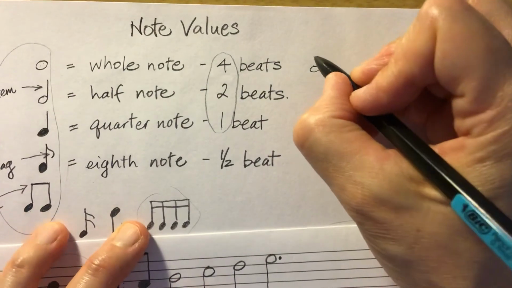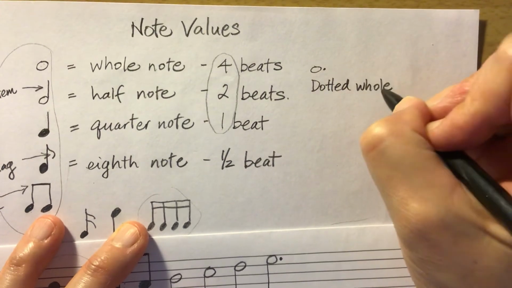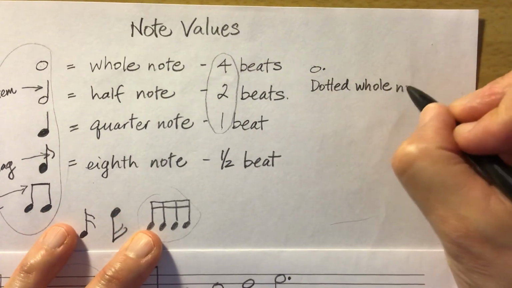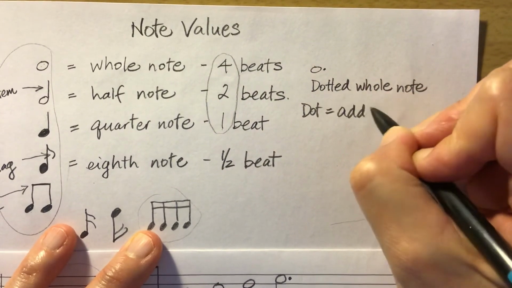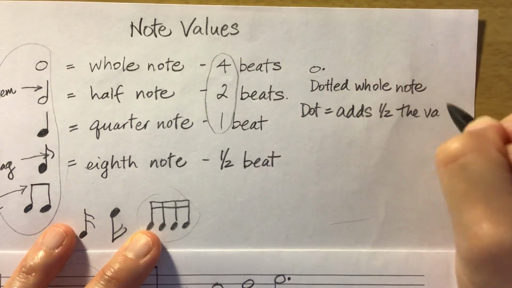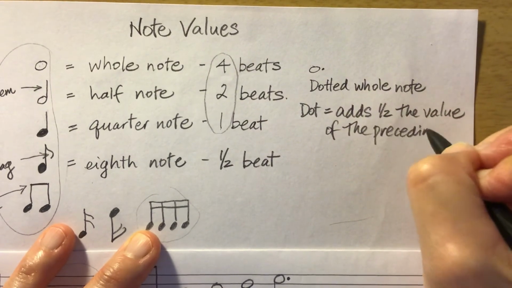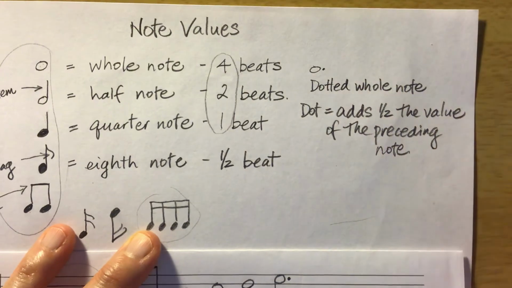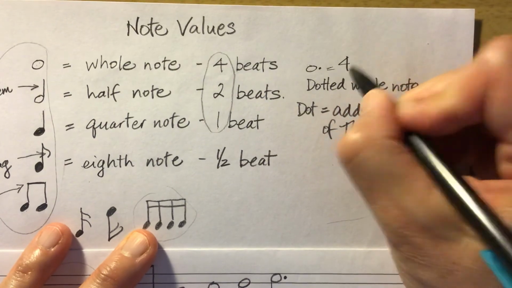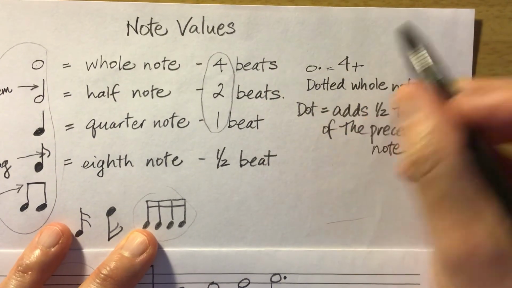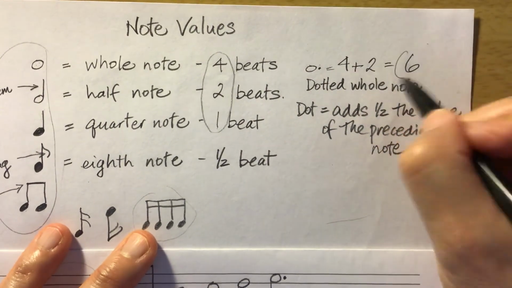What does a dot do? This is called a dotted whole note. All you add is dotted in front of whatever note value. A dot adds half the value of the preceding note. Whatever the note value it's attached to, if you just take that alone, that has 4 beats, and then the dot is you're adding half that. What is half of 4? 2 beats. So that would equal a 6-beat note.